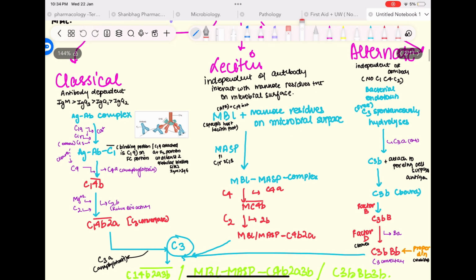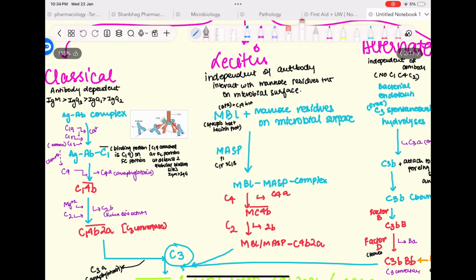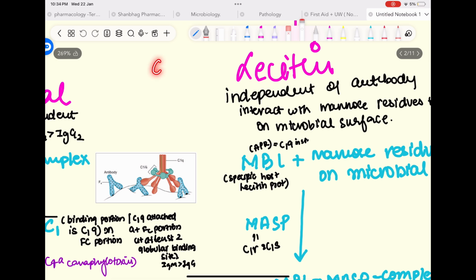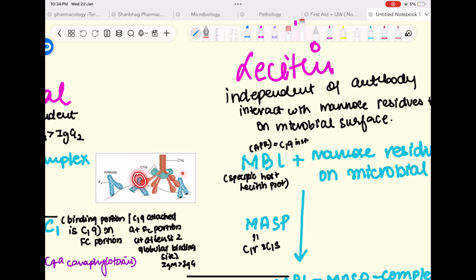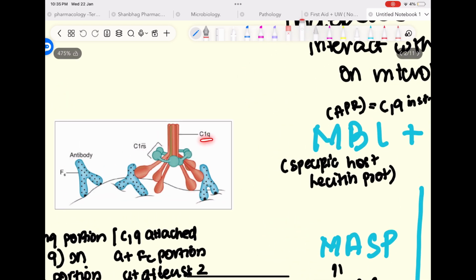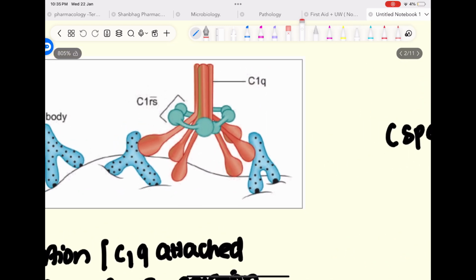Now, in the initiation step of the classical pathway, the first step is binding of C1 to the antigen antibody complex. Out of C1, as mentioned, there are 3 subunits called C1Q, C1R, and C1S. Remember that C1Q is the first one to react with the FC portion of the IgM or IgG bound to the antigen. Now C1Q is a hexamer. As you can see, there are 6 heads, 1, 2, 3, 4, 5, 6. So it has 6 globular heads acting as a combination site.